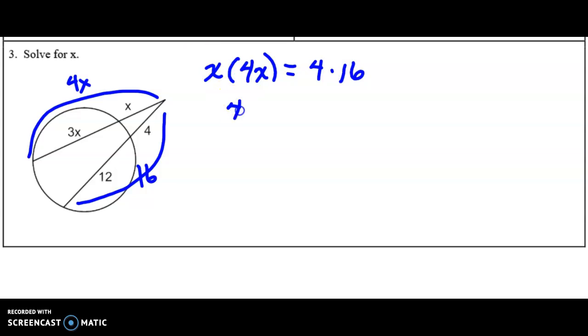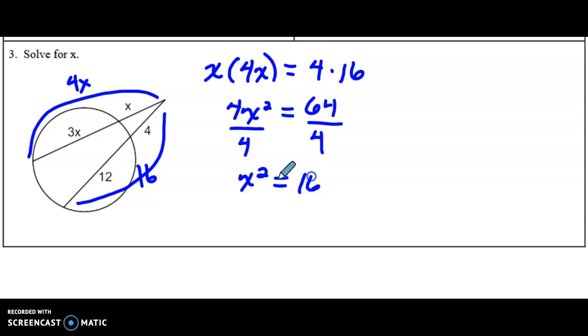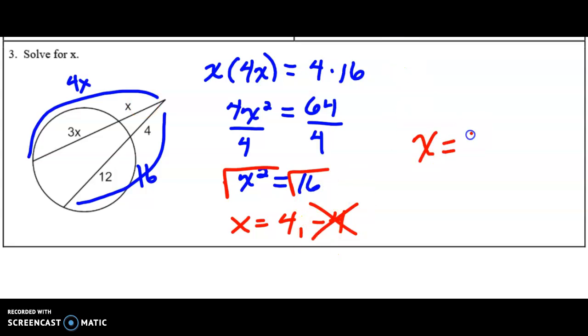So this would be 4x squared. And this, I think, is 64. This is a quadratic, and since you only have an x squared term and no x term, you can do the square root method. When you take the square root of 16, of course there are two answers, x equals 4 and negative 4. Negative 4 wouldn't make sense because a segment can't be negative, so we're going to stick with x equals 4. Alright, that's it for secant secants.